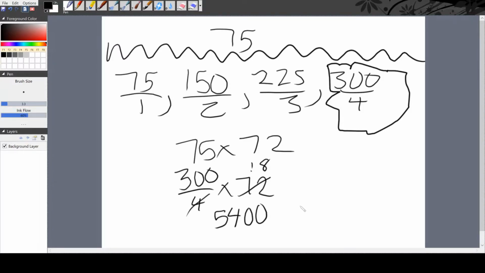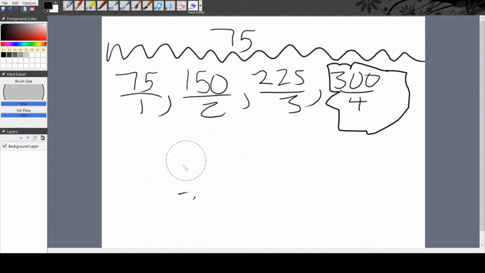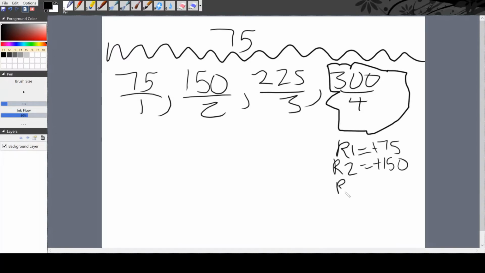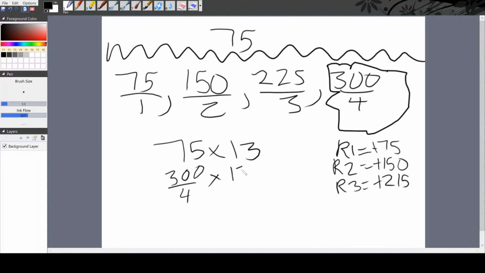Now, you're probably thinking, what if there's a remainder when you divide by 4? Well, if there's a remainder of 1, then you add 75. Remainder of 2, you add 150. Remainder of 3, you add 225. And remainder of 4, there is none. So let's take a look at the number 75 times 13. Now, we write this as 300 over 4 times 13.